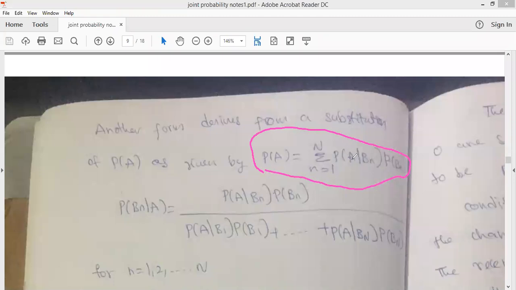Now expand this equation. If we expand it, we will get probability of A given B1 into probability of B1. Then the second term will be probability of A given B2 into probability of B2, and so on. The last term will be probability of A given Bn into probability of Bn. So in the denominator is nothing but P of A, which should be replaced with this equation. This particular equation is called Bayes' theorem.